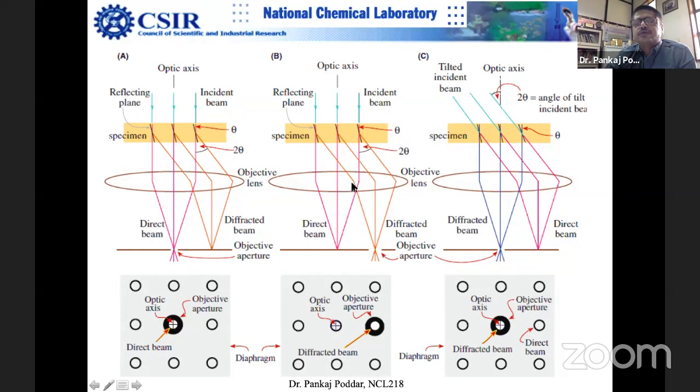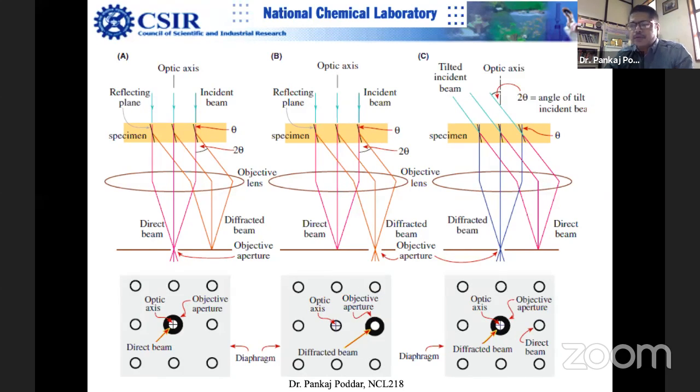This is one of the strong reasons that rather than allowing the beams to pass through the edges of the lens, which you are doing here, right? Your beams are shifted towards this side. This is not a very good choice because of aberration. So what you do, you tilt the incident beam. We have seen how the beams are tilted.